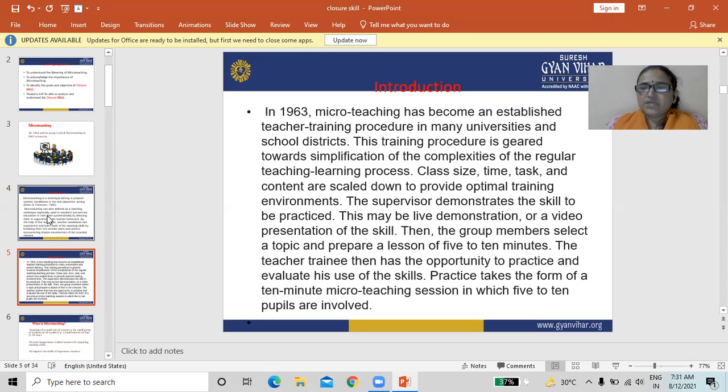So in micro teaching, time, content, number of students, we can say class size, and tasks are scaled down, or we can say we can minimize.